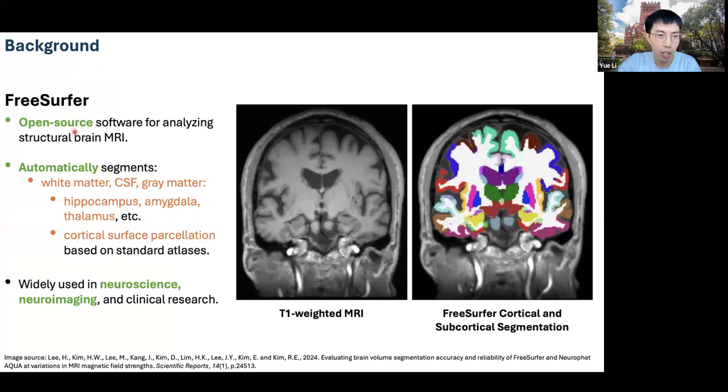To begin with, let's talk about FreeSurfer. If you've worked in the field of neuroimaging, you probably know it. It's an open source tool for analyzing brain MRI. You can feed a T1 weighted whole brain image into it, and it will give you the segmentation of the gray matter, white matter, and CSF, and a bunch of subcortical structures. It's used all over different fields, including neuroscience, neuroimaging, and clinical research on neurodegenerative disease.